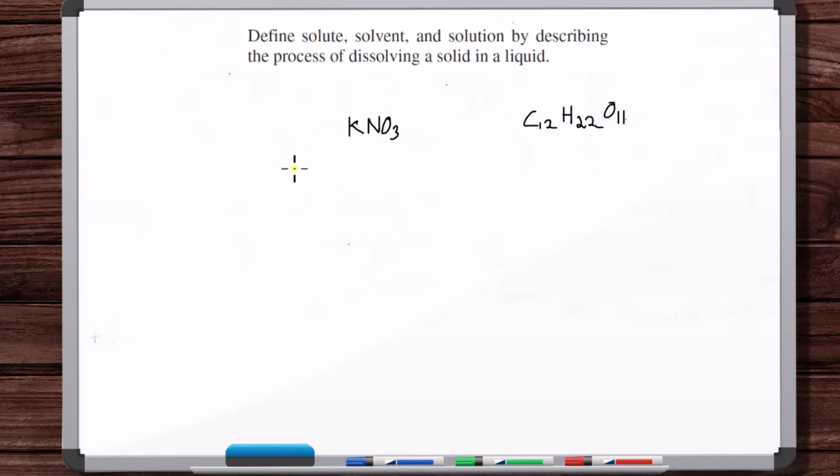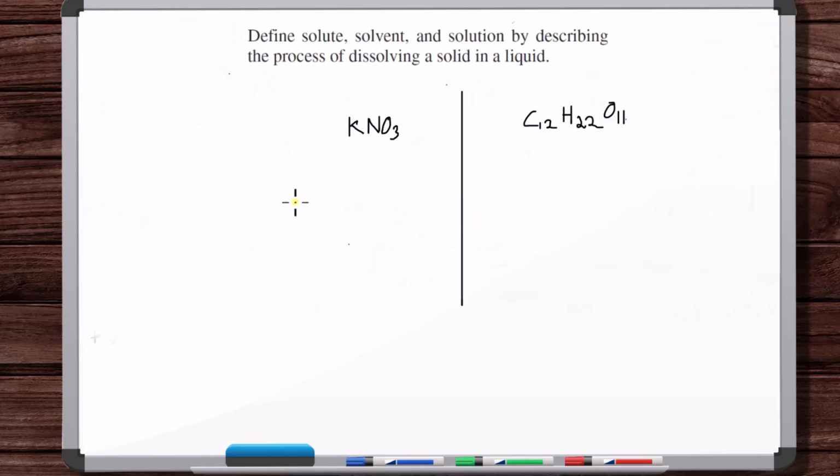Water is going to be present, and we're going to have a homogeneous mixture, or a solution, a mixture of substances. Water is going to be present in the larger amount, so the water is going to be the solvent. And in these two cases, the KNO3 would be the solute and the sugar will be the solute. Once this is dissolved and this is dissolved in the water, then you have a solution.